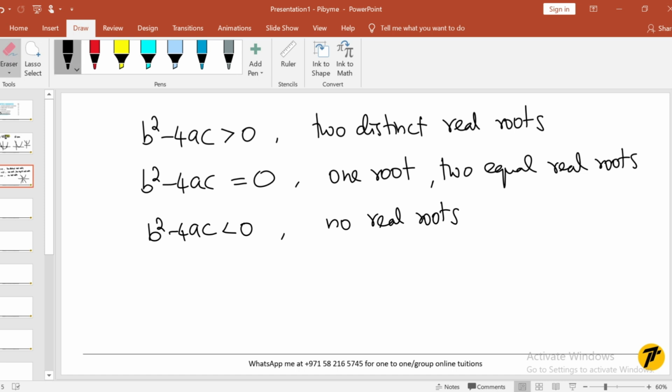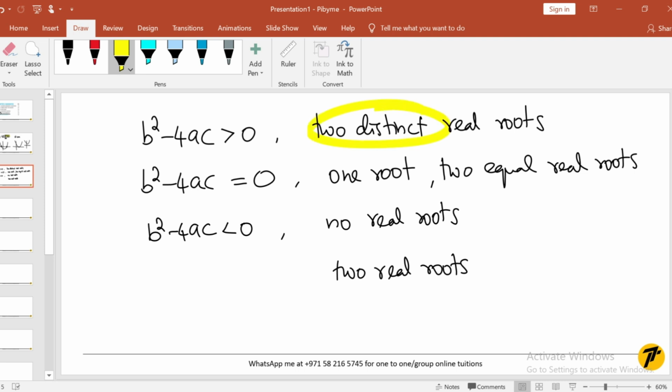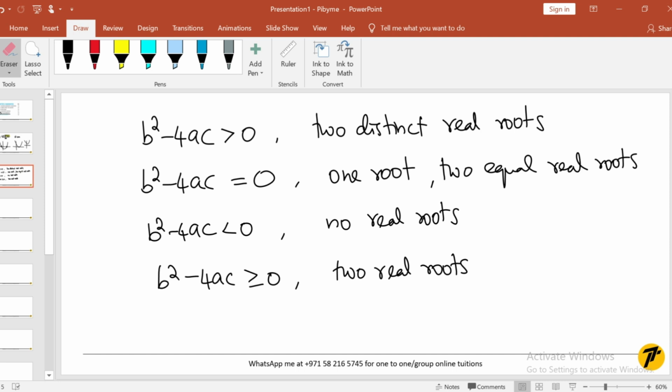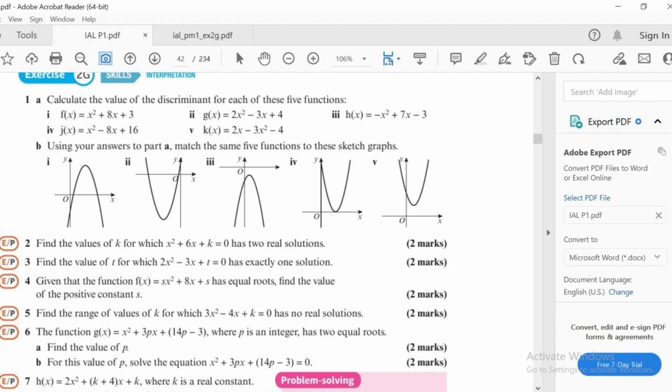But sometimes, just to confuse you, they will tell you two real roots. They won't specifically mention whether two distinct real roots or two equal real roots. It can be two distinct or two equal. If nothing is mentioned, if they say just two real roots, just combine these two conditions and write it as b squared minus 4ac is greater than or equal to 0. So these are all the four conditions you should be aware of. You may like to take note of these conditions. Now I'm going to show you how to use these conditions to solve the given question.